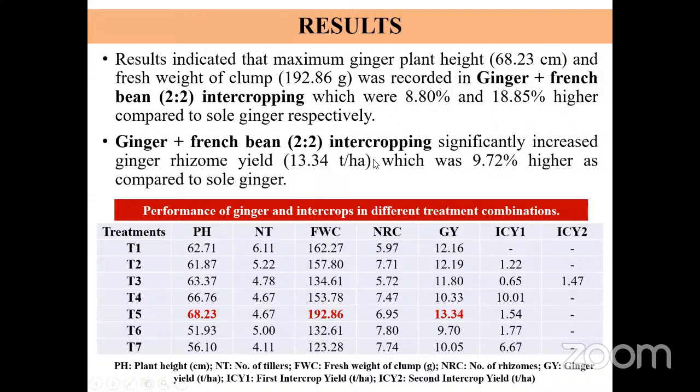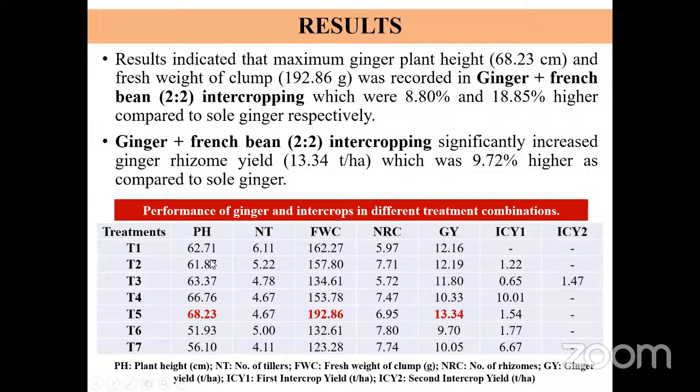This is my results in one slide. From the table, we can see that maximum ginger plant height, that is 68.23, and fresh weight of clump, that is 192 gram, was recorded in ginger and French bean intercrop in 2:2 ratio. Ginger and French bean intercrop also significantly increased the ginger rhizome yield, which was 9.7 higher compared to the sole ginger.